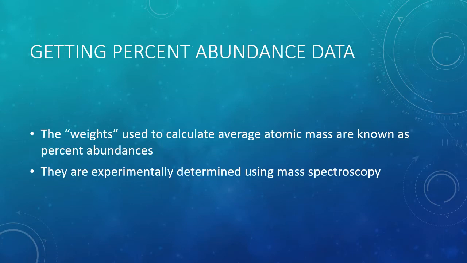The question then is, how do we get these weights, the percent abundances? The weights that we use are the percent abundances. They are the relative amount of each isotope present in a sample. Generally, to have a more accurate one that reflects the periodic table, you will want to have a larger sample or a sample that you know accurately reflects how it generally behaves in nature. Percent abundances must be experimentally determined using what we call mass spectrometry or mass spectroscopy.